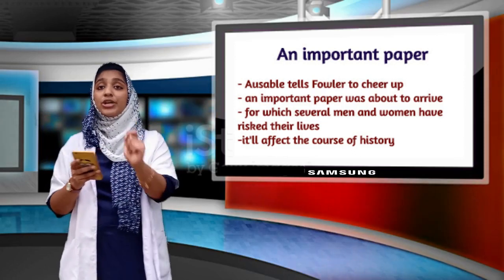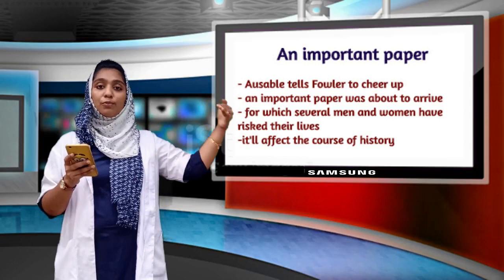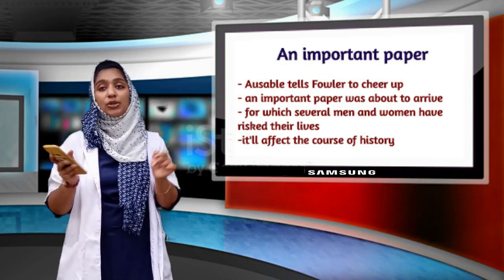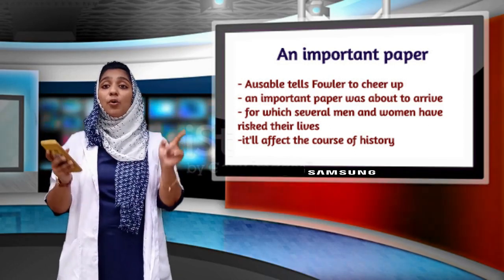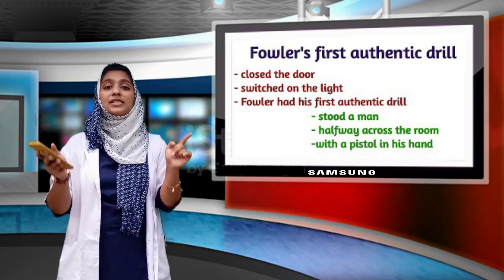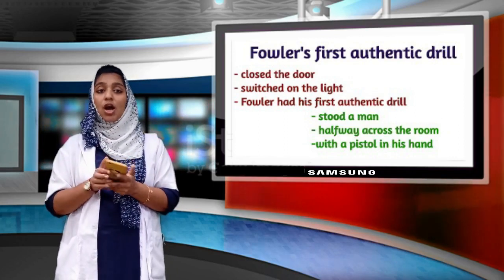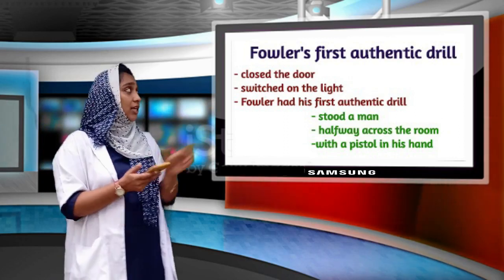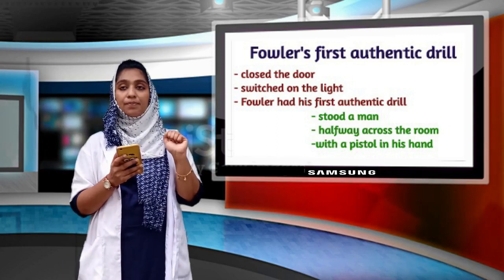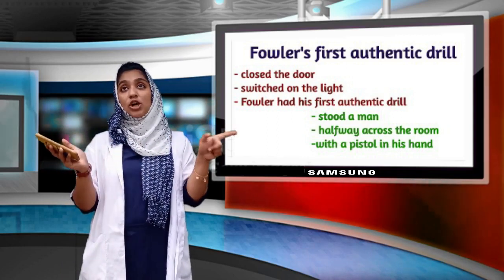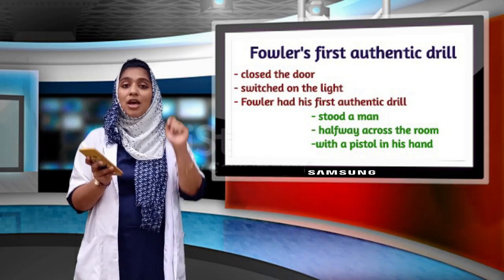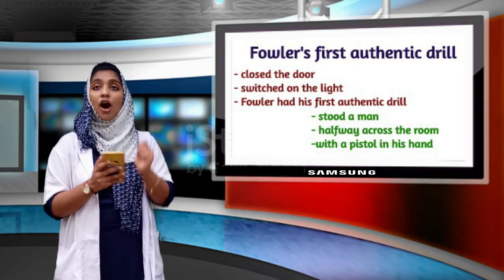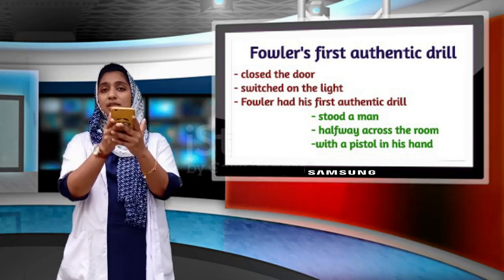So they have already reached their room. I told you they were moving through the corridor. Now they have reached the room. There, Fowler gets his first authentic thrill. Ausable opens the door and switches on the light. Why? There stood a man halfway across the room with a pistol in his hand.